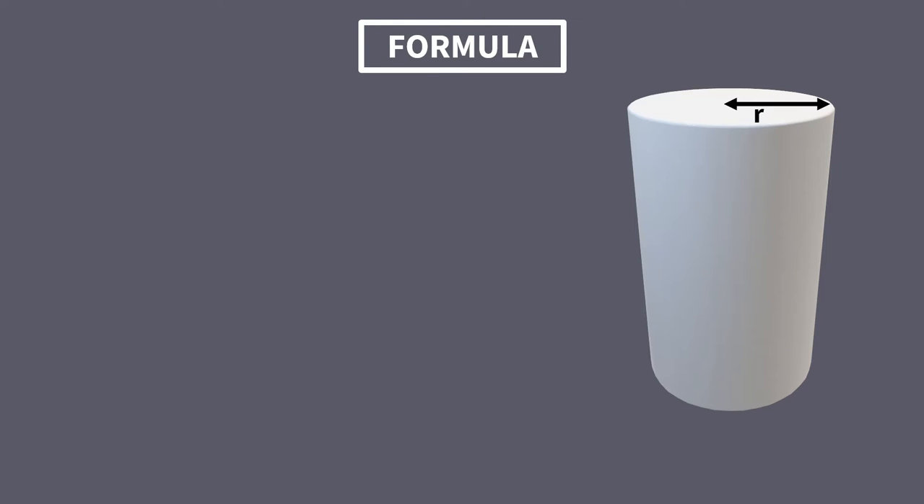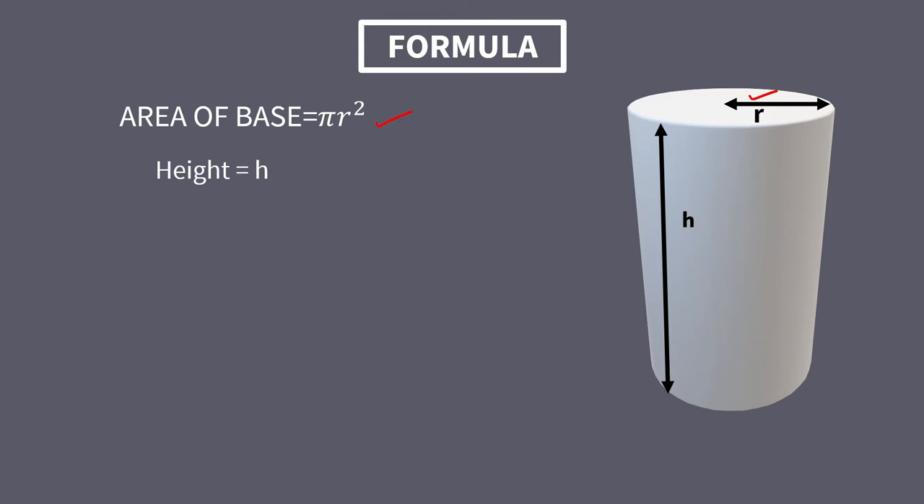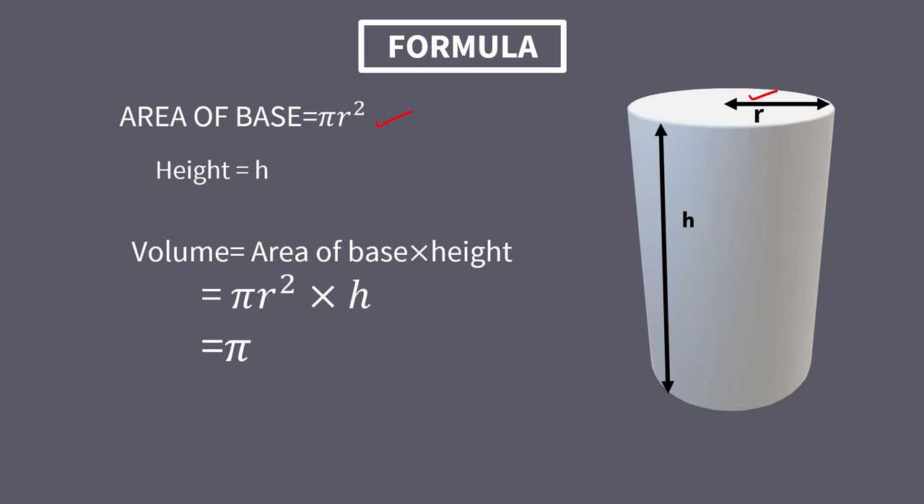This is a cylinder with radius r and height h. As the base is a circle, the area of base will be pi r square, and height is h. We know that volume is equal to area of base into height. As area of base is pi r square and height is h, our formula is pi r square h. So the formula for finding the volume of a cylinder is pi r square h. I hope it is clear to you.